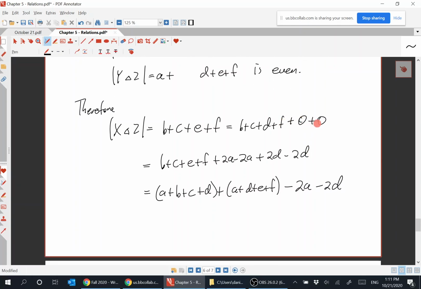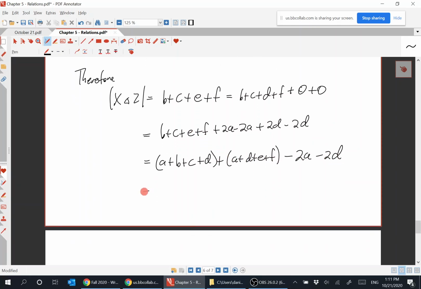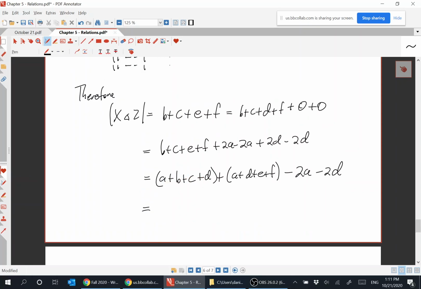Right? I just added 0. It stays the same, right? And then the 0 I write as 2A minus 2A and 2D minus 2D. So I take B and C, I add an A and add a D, group them together. I take the E and F, add an A and add a D, and I still got my minus 2A minus 2D. But this is what? A plus B plus C plus D.